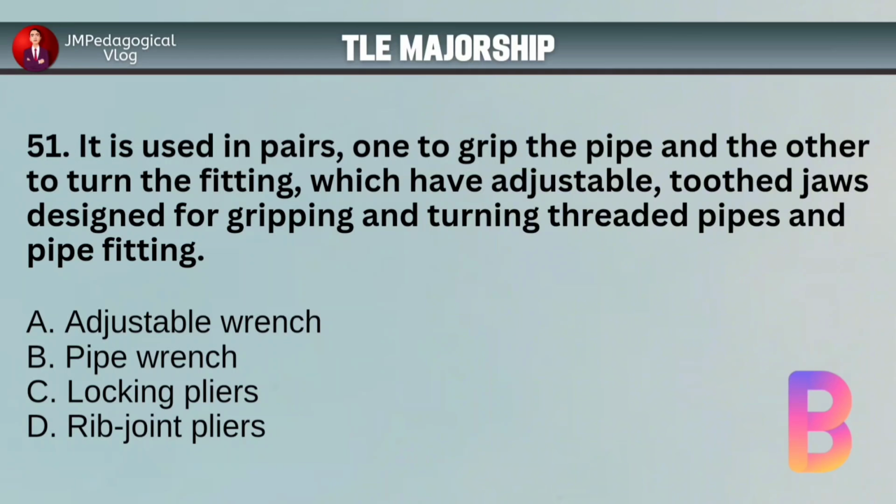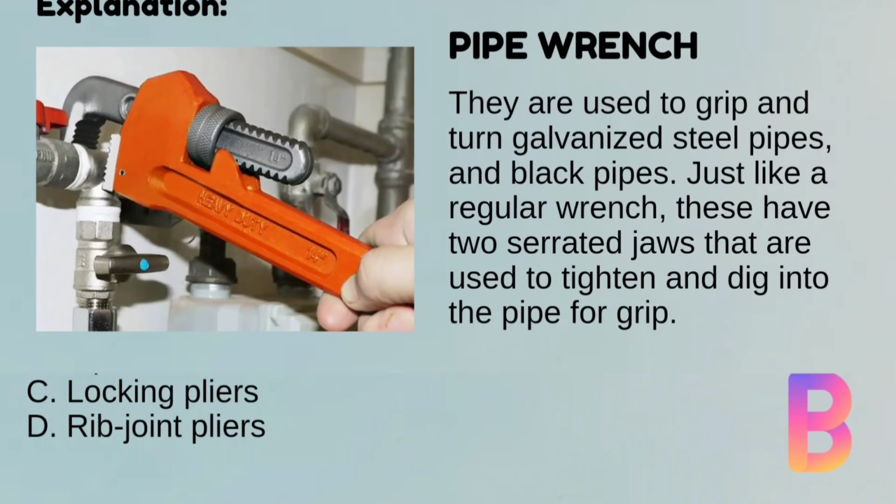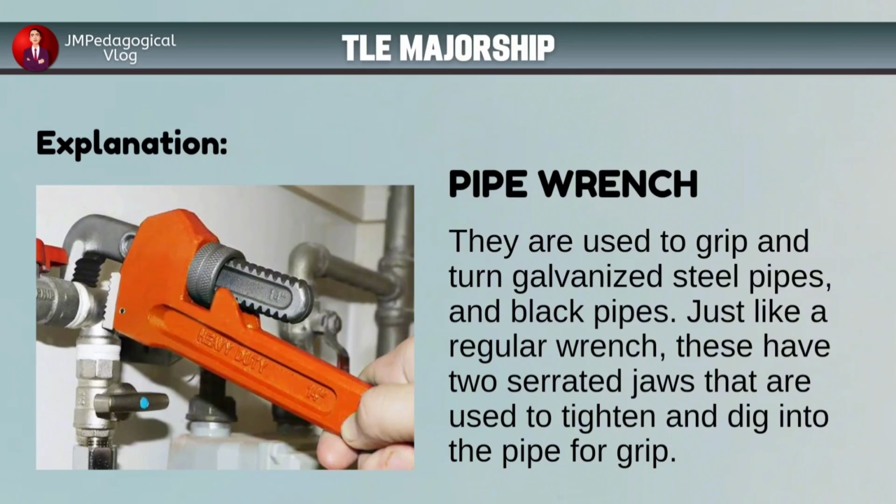b. Pipe wrench. Explanation. They are used to grip and turn galvanized steel pipes and black pipes. Just like a regular wrench, these have two serrated jaws that are used to tighten and dig into the pipe for grip.